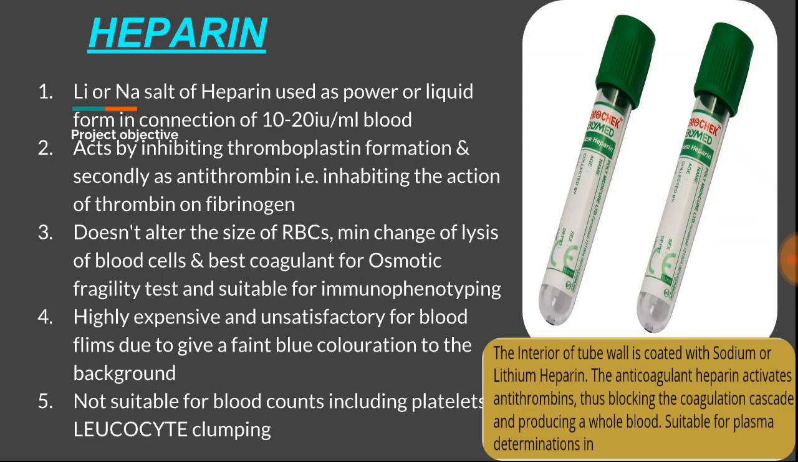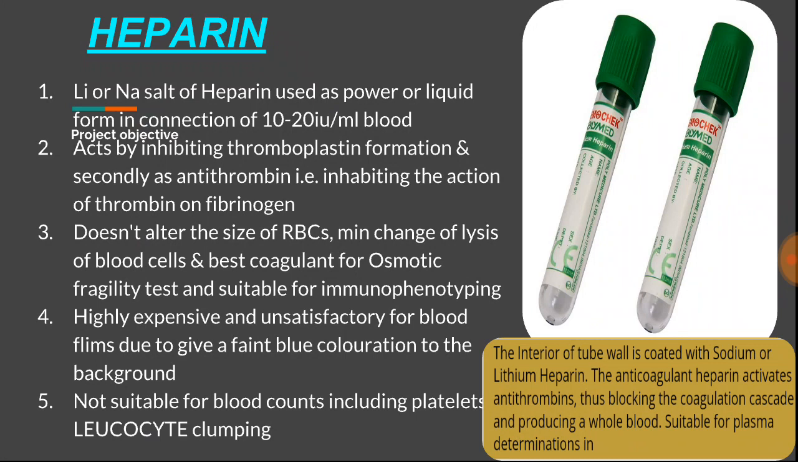Next comes heparin. It is the most costly vial. The lithium or sodium salt of heparin is used as a powder or liquid form, in a concentration of 10 to 12 international units per ml of blood. It acts by inhibiting thromboplastin formation, and secondly as an antithrombin, inhibiting the action of thrombin on fibrinogen. It does not alter the size of the RBC, causes minimum lysis of the blood cells, and is the best anticoagulant for the osmotic fragility test and suitable for immunophenotyping tests.